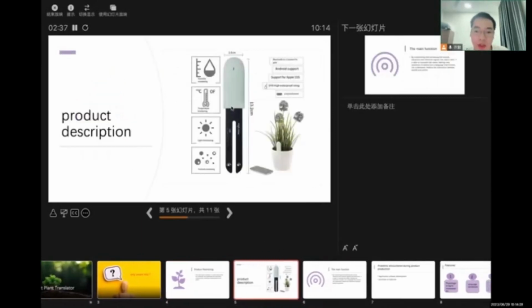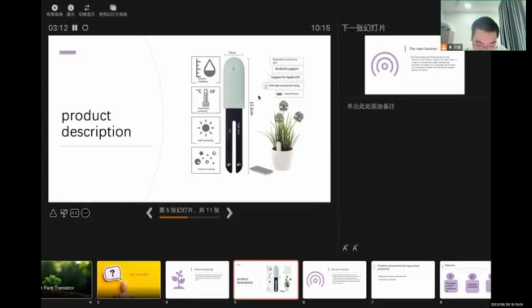Here are some pictures of our invention. As you can see in this picture, this is an approximate model of our Smart Plant Translator. The length is about 30 cm and the width is about 2.5 cm. It is composed of two parts. The upper part is a plastic shield outside. Inside are some chips and batteries.